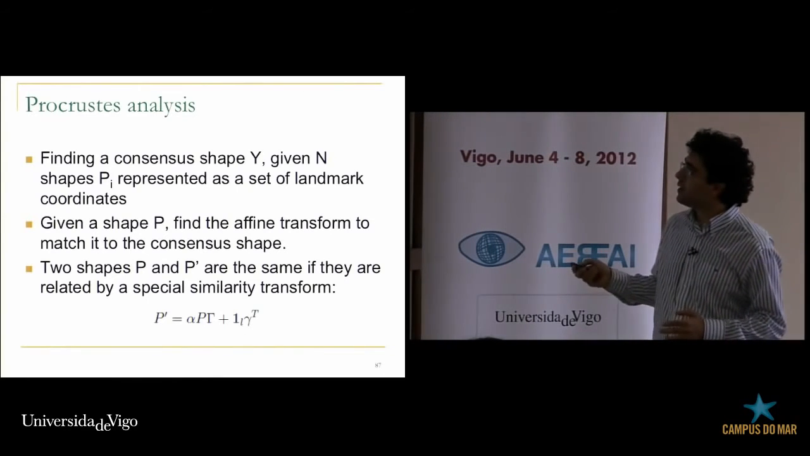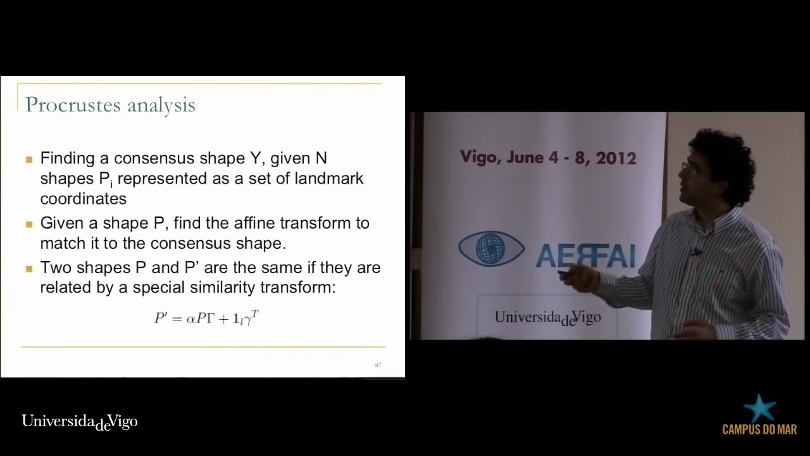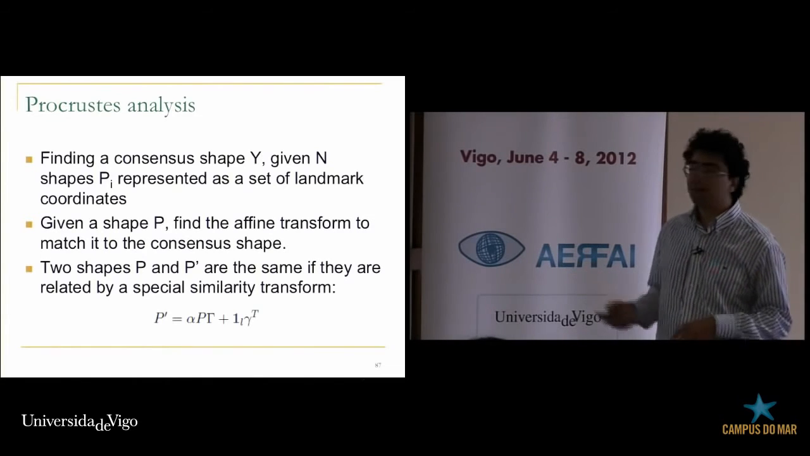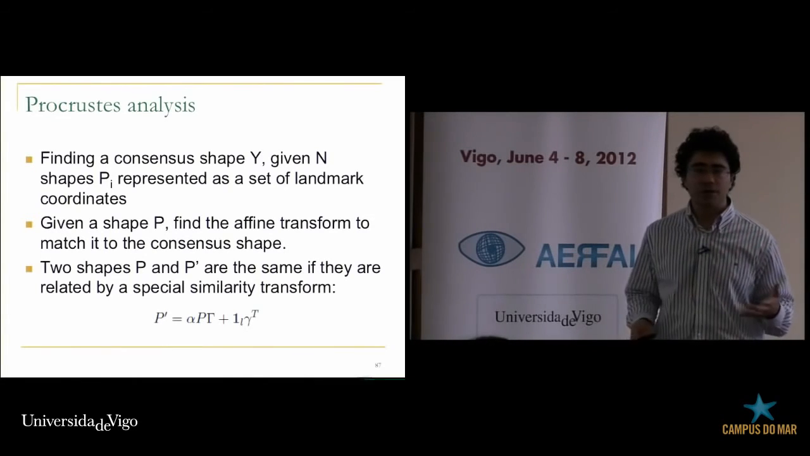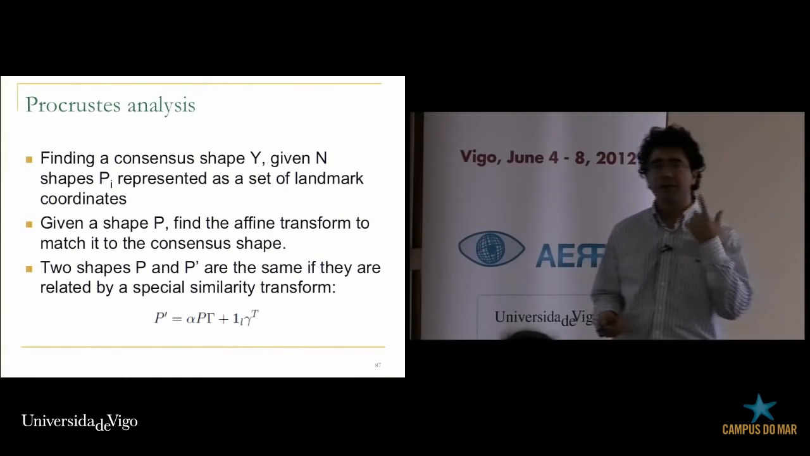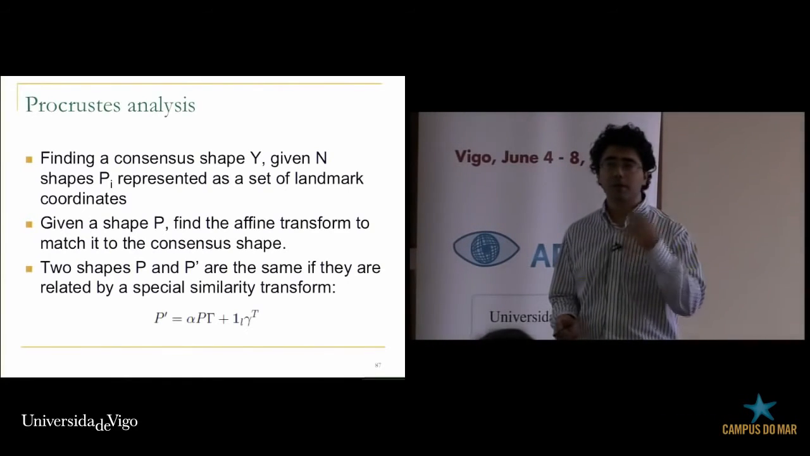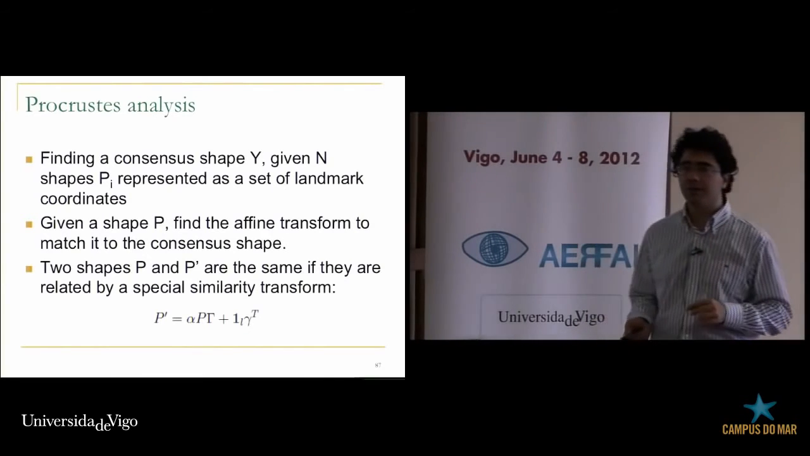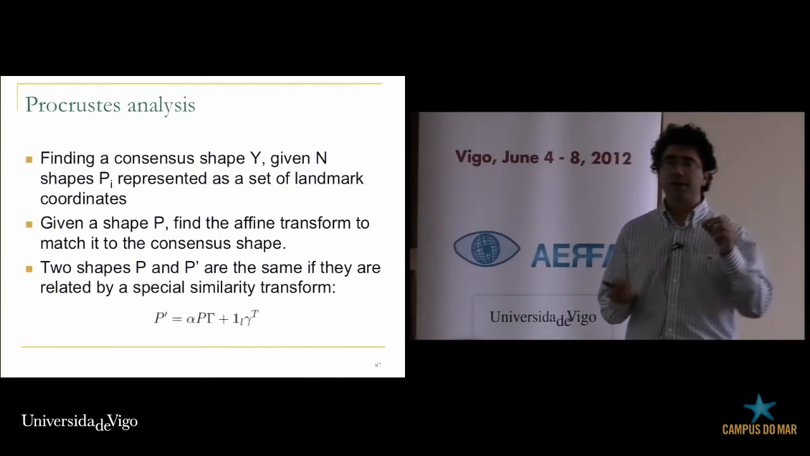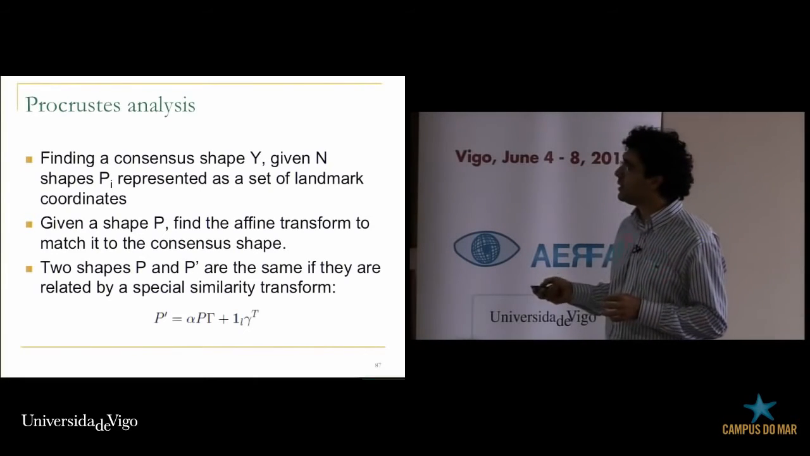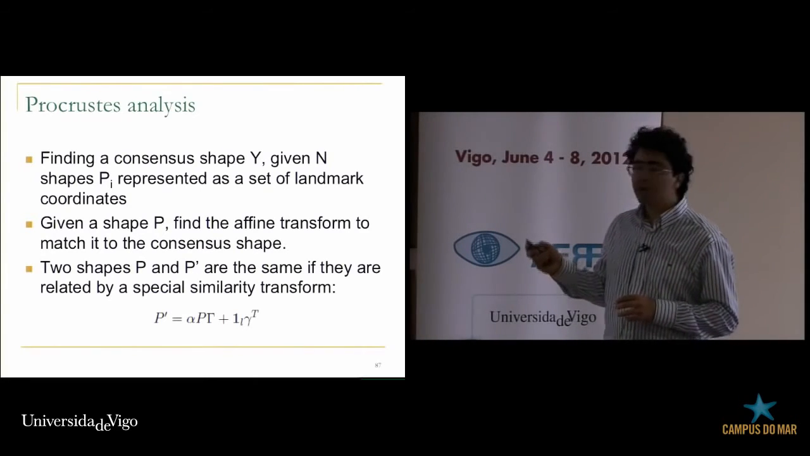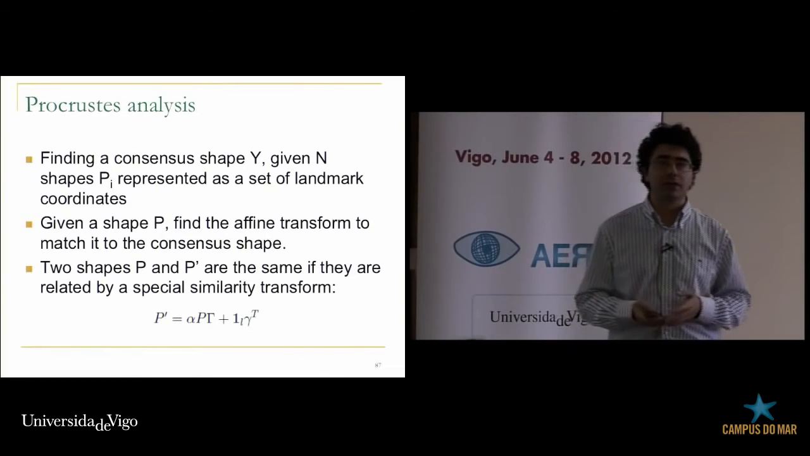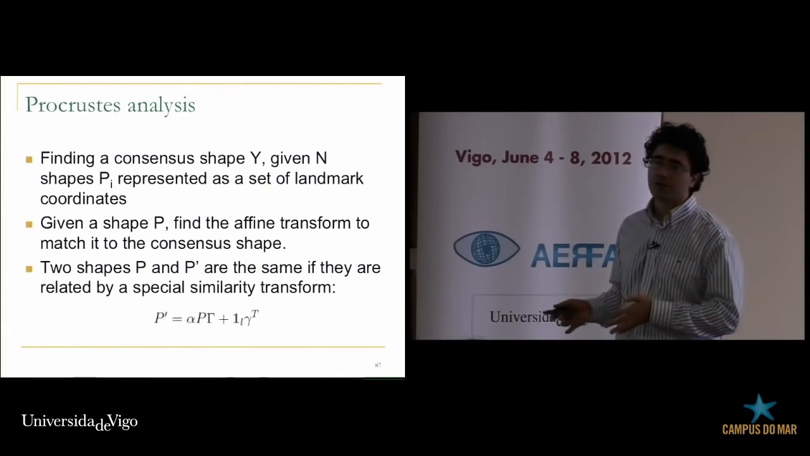Typically you're given a set of n shapes, let's say P_i, each represented as a set of landmark coordinates. So if I have, let's say, a face image with 7 landmarks, the eye corners, the nose tip, and the mouth corners, that will be 7. I will have 14-dimensional vectors in 2D. And if I have, let's say, 100 faces, that will be 100 14-dimensional vectors.